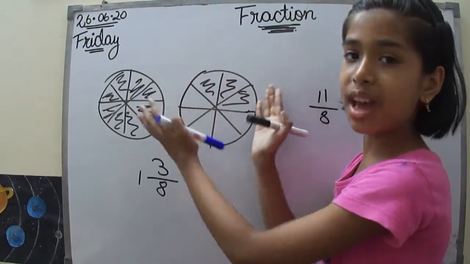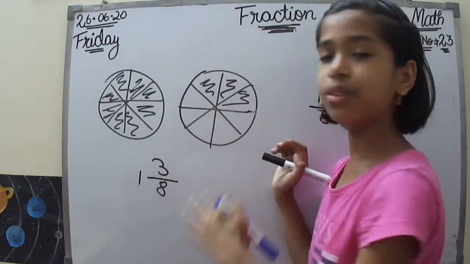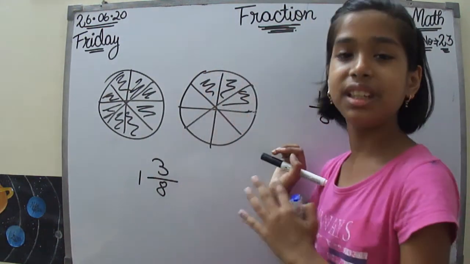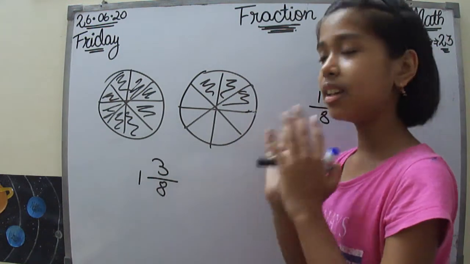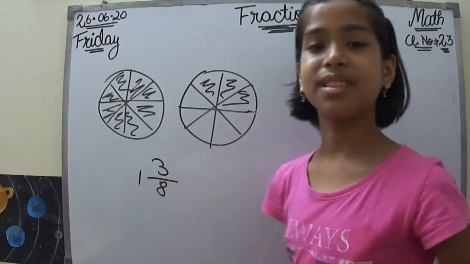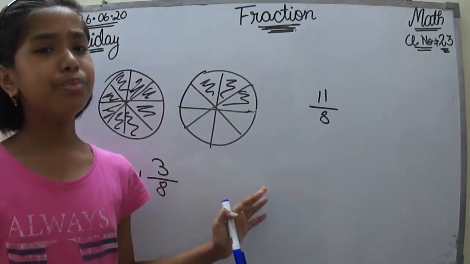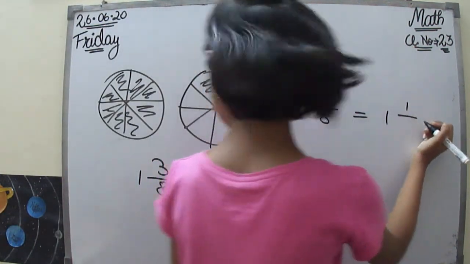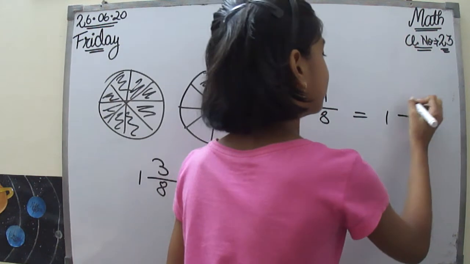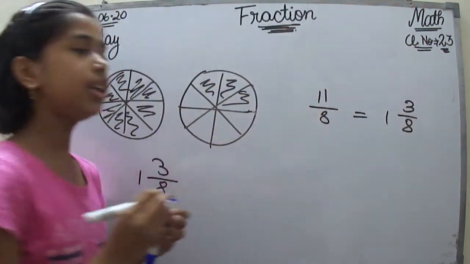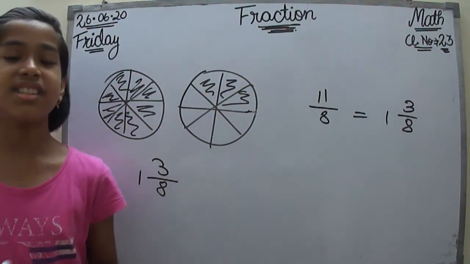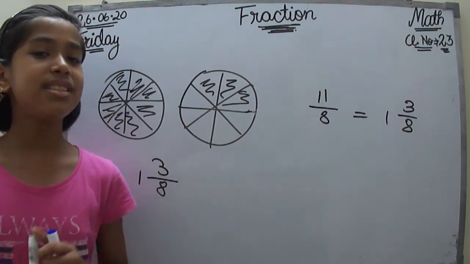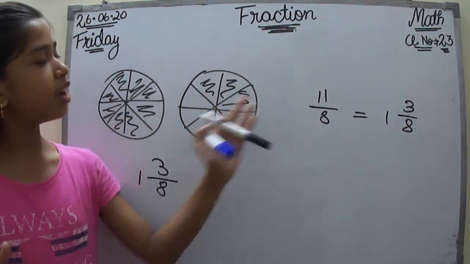So that means if I have a pizza, and I divide it into 8 parts, and out of that 3 is represented something like this. So that means that 11 upon 8 is equal to 1 and 3 upon 8. Yes, it is. Now let's see what this is called.